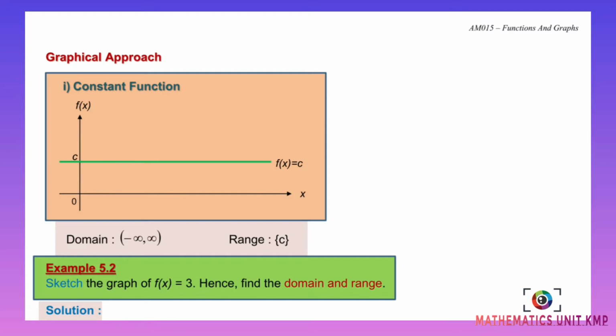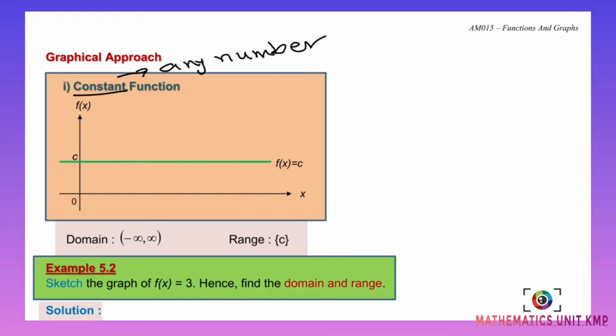Statistical approach in order to decide the domain and the range. So here we will cover different functions, but we will start with a constant function. What is constant? Constant is any number. It can be 5, it can be 3, it can be negative 5, it can be 22 over 7, any number.